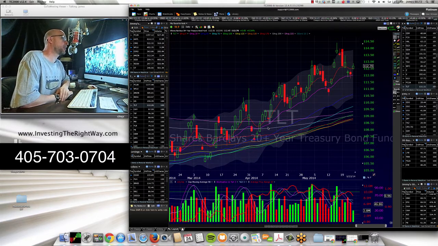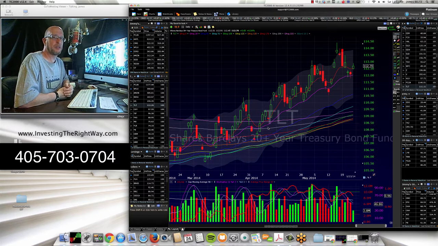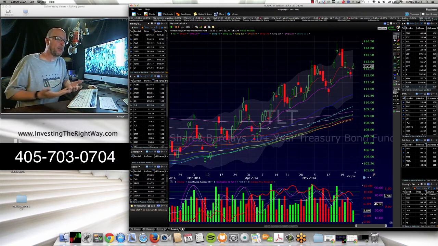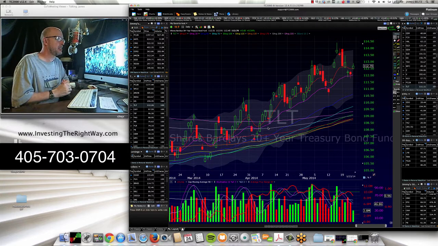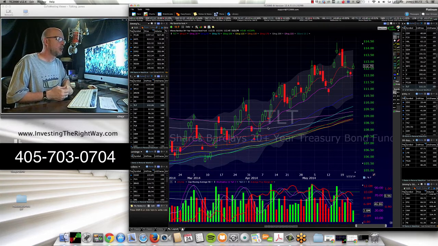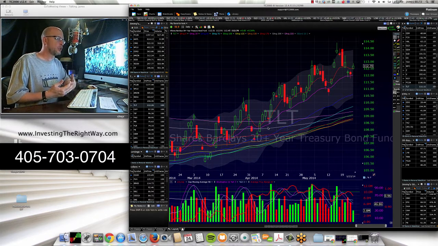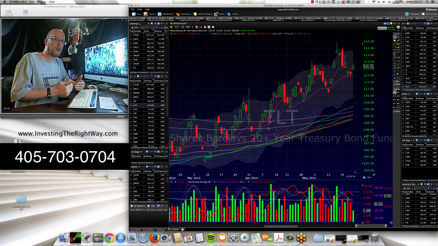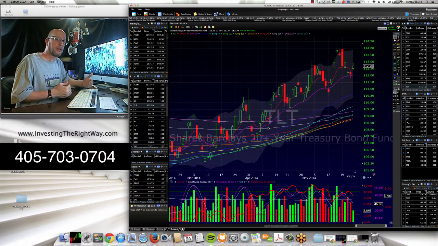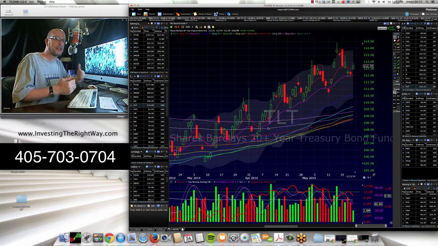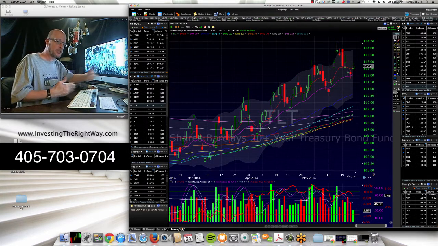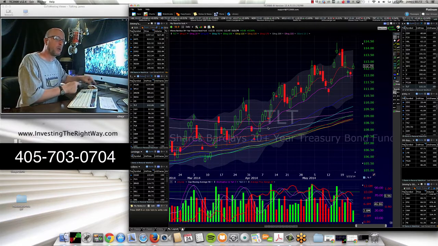Okay, so TLT, I told you it was an ETF, so it's not an actual stock like a company like Ford or something like that. It's an ETF, and it's actually tied directly to the 20-year Treasury. Here's how that works. If the interest rate on the 20-year Treasury goes up, TLT is going to move down in value. If the interest rate goes down, so it's yielding a lower return, then TLT will move up. It moves the opposite direction of the interest rate on the 20-year Treasury.